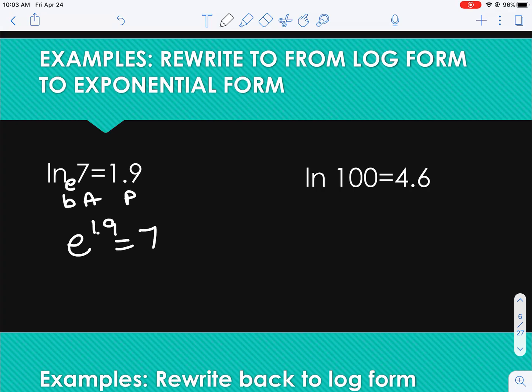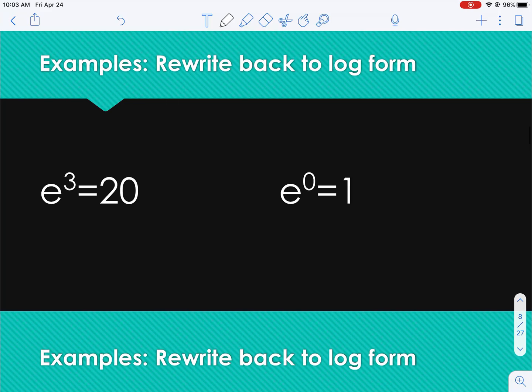So e to the 1.9 is 7. So if it helps you to write it in while you're doing this, feel free. So there is, if you want to put a little e there, you can. So I could say base answer power. It still follows the same pattern because an ln is still a log. So e to the 4.6 is 100.